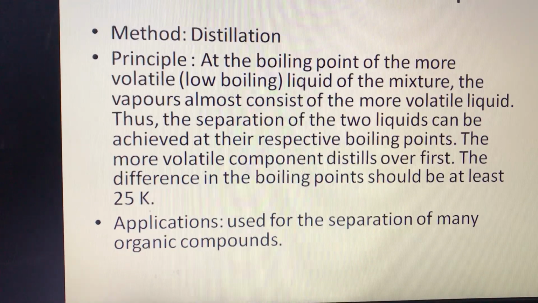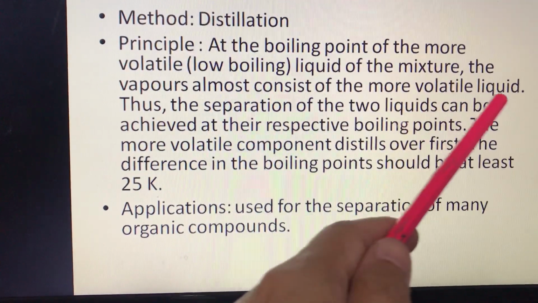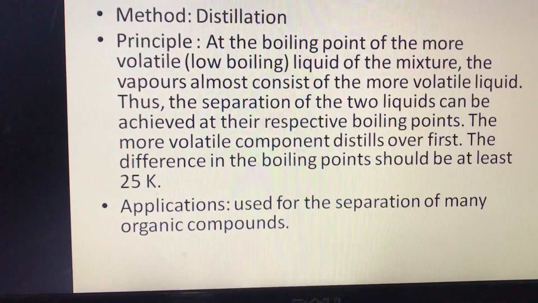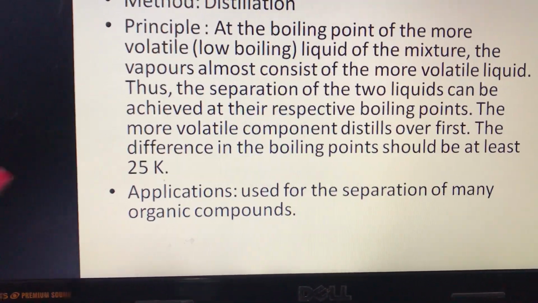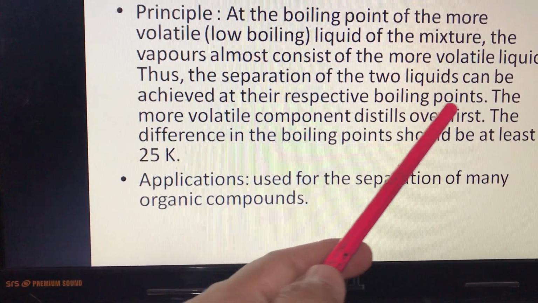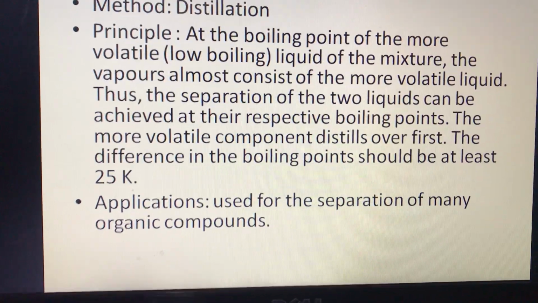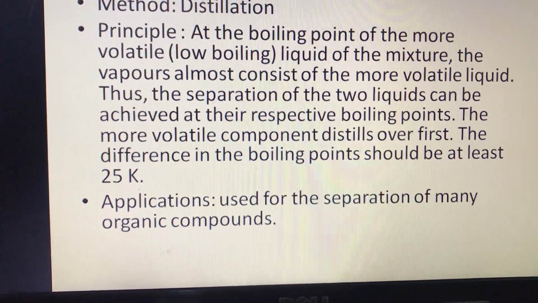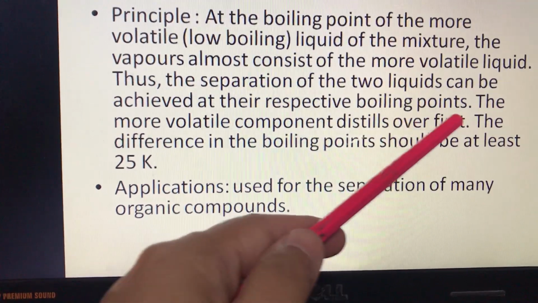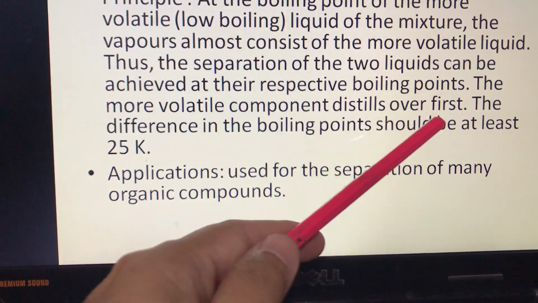So first it will start boiling. The vapors almost consist of the more volatile liquid. So the vapors of the low boiling point liquid will be formed first. Thus the separation of the two liquids can be achieved at their respective boiling points. As the temperature increases, the liquid which has the lower boiling point will start forming vapors, right? The more volatile component distills over first.